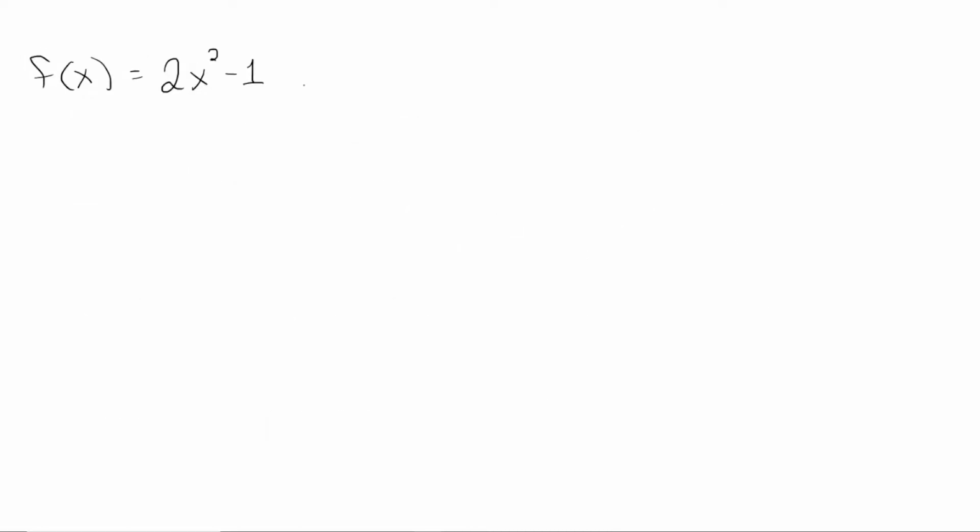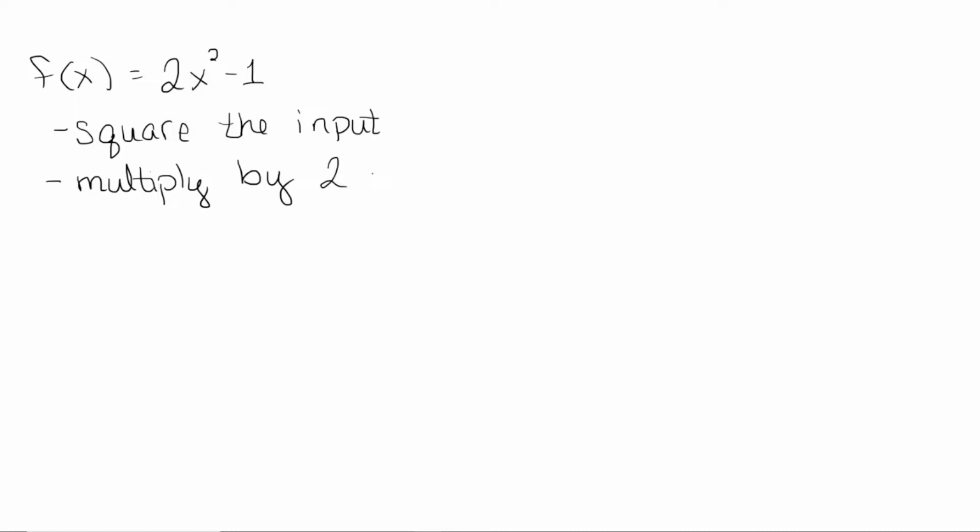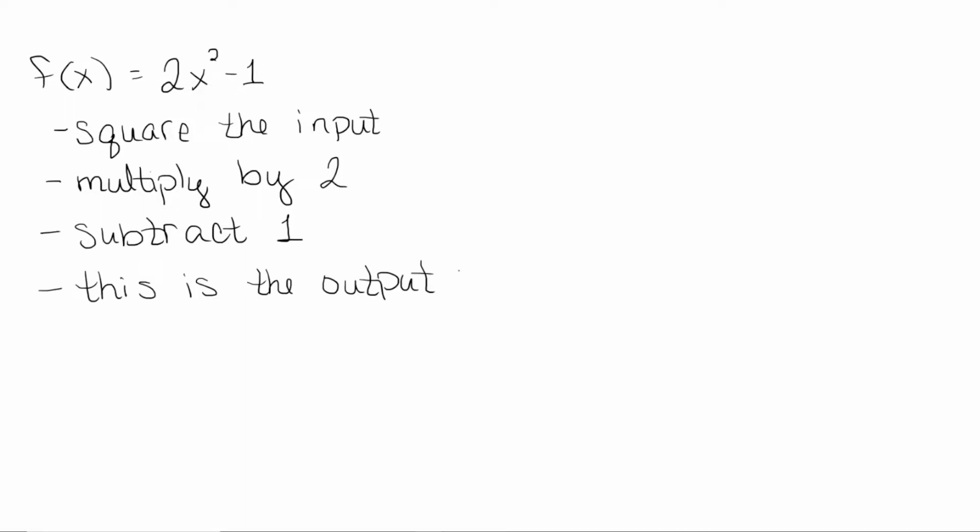Let's consider the function f of x equal to 2x squared minus 1. The first thing we need to do to evaluate this function, to perform this rule, is to square the input. Once we've squared the input, we take that answer and multiply by 2. And finally, after we multiply by 2, we subtract 1. And this will give us the output. Once we square the input, multiply by 2, and subtract 1, we have the output. So this is essentially the rule that defines the function in words.